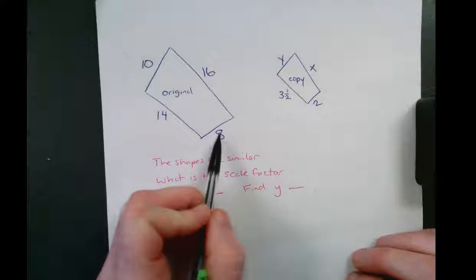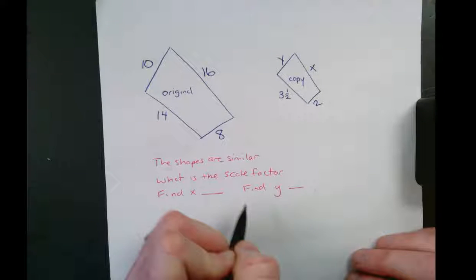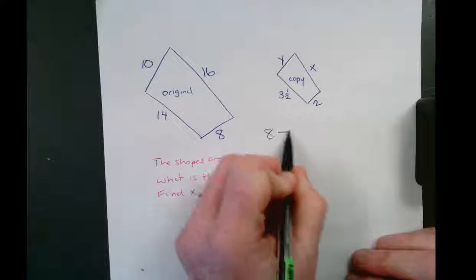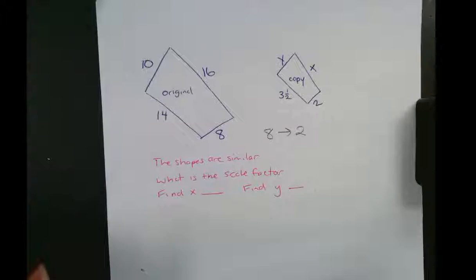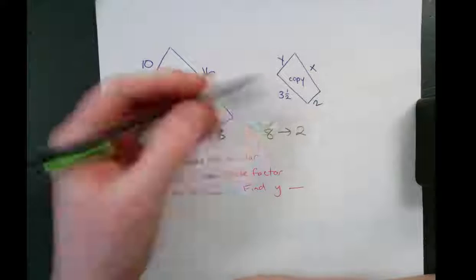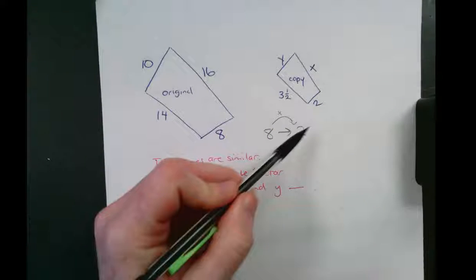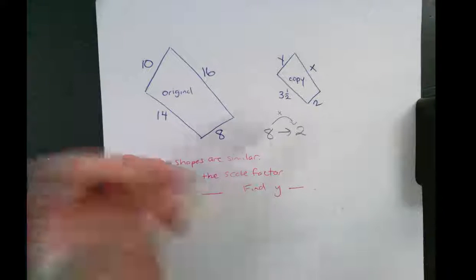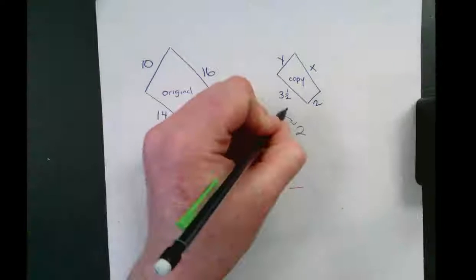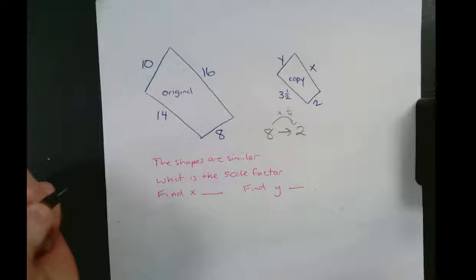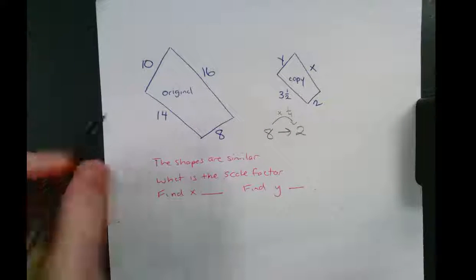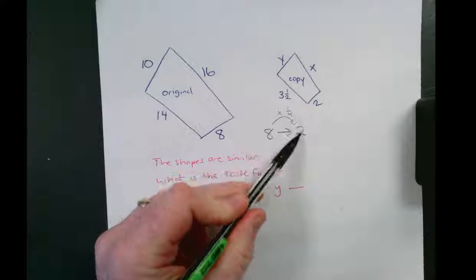So let's take a look at 8 to 2. To go from the original to the copy, what am I multiplying by? Well, the easiest way to figure that out is to divide 2 divided by 8. That's 1/4. So my scale factor here is 1/4. I multiplied 8 by 1/4 to get 2.